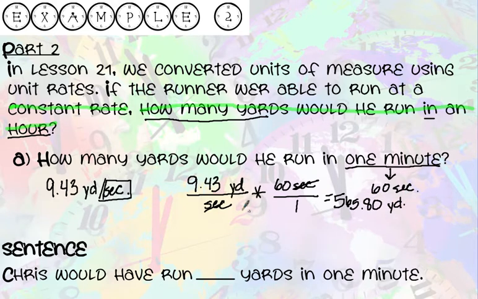Okay, so I know that in 1 minute, Chris would have run 565 and 80 hundredths or 8/10 yards in 1 minute. So I took my rate and multiplied it by 60 seconds to turn it into 1 minute, because I have to break it down into 2 steps. I have to go seconds to minutes and then minutes to hours, because I know the conversion for seconds to minutes, and I also know the conversion for minutes to hours.